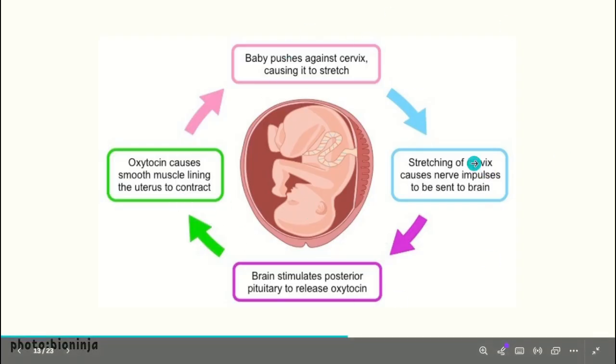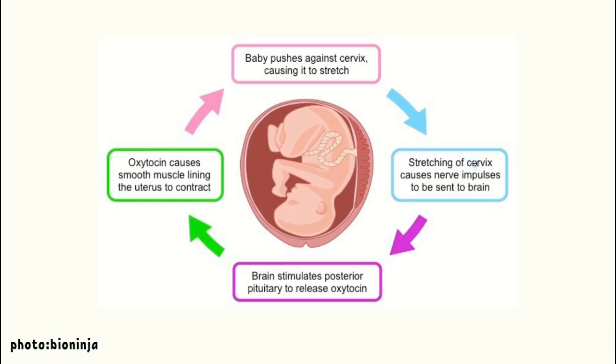Okay, so this is just the birth process again. Basically, the baby pushes against the cervix, causing it to stretch. Stretching of the cervix causes nerve impulses to be sent to the brain. The brain stimulates the posterior pituitary to release oxytocin, and then oxytocin causes the smooth muscle lining the uterus to contract. So everything is a process. When the contractions start, bam, bam, bam, that is when you know the baby will come out.